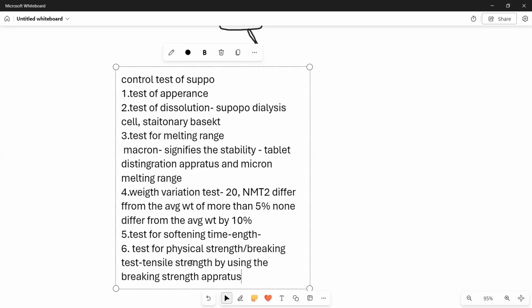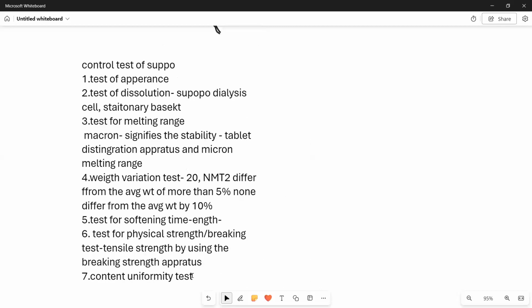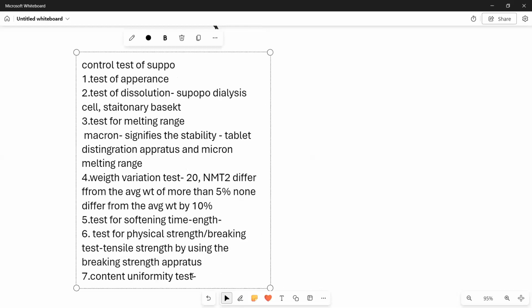The next test which is performed is the content uniformity test. In the content uniformity test, do you have any idea what the sample size is, or how many suppositories are taken for the content uniformity test? Does anyone have any idea? So the sample size is 30.